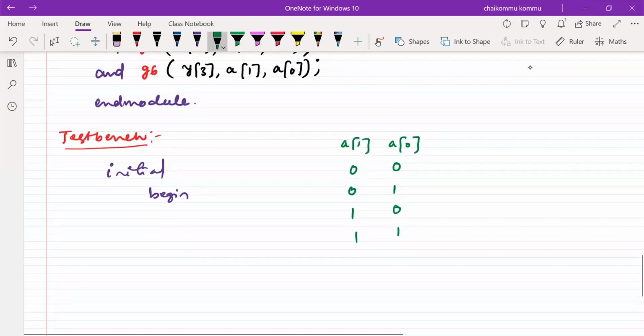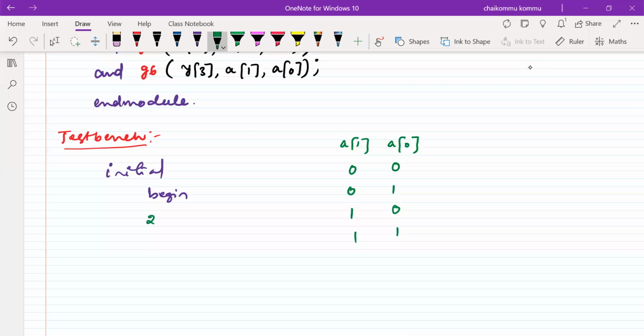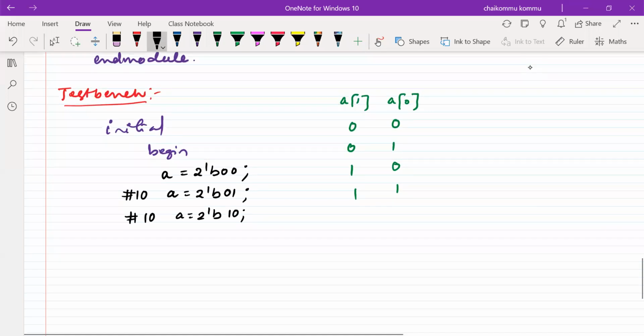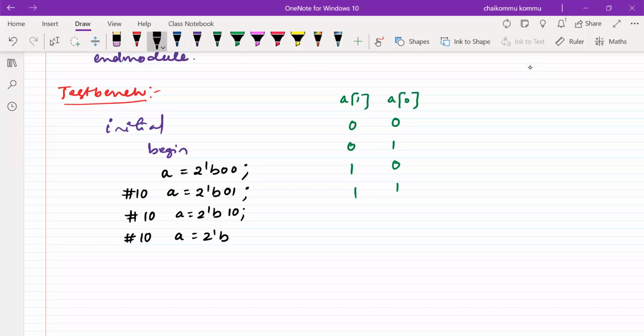Simply I can write A is equal to 2-bit of 0, 0. After 10 nanoseconds, A is equal to 2-bit of 0, 1. After another 10 nanoseconds, A is equal to 2-bit of 1, 0. After another 10 nanoseconds, A is equal to 2-bit of 1, 1. That's it. The remaining things we can write very easily. So this is how we can do it.